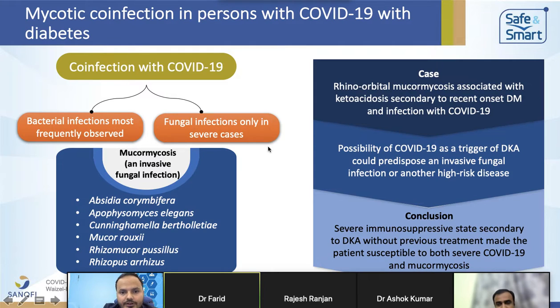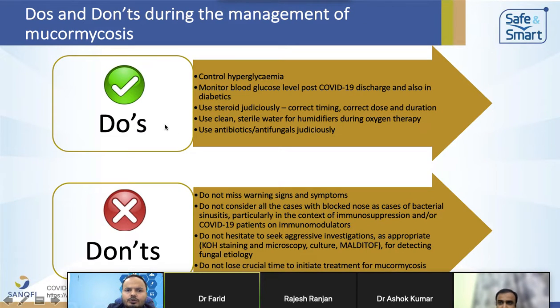So, mycotic co-infection in persons with COVID-19 and diabetes. In co-infection with COVID-19, bacterial infections are most frequently observed, but in severe cases we do see fungal infections. With mucormycosis, there are different forms of fungal infections, which could be from the pneumococcal group, Rhizopus, Rhizomucor, Absidia, or Apophysomyces. We'll go through some cases and the dos and don'ts during the management of mucormycosis.